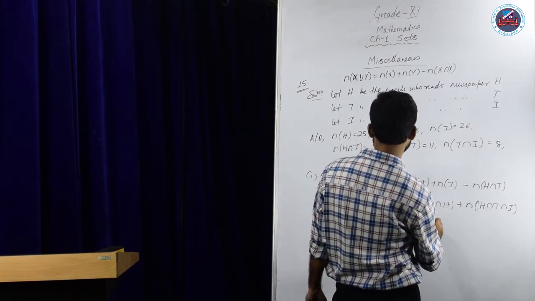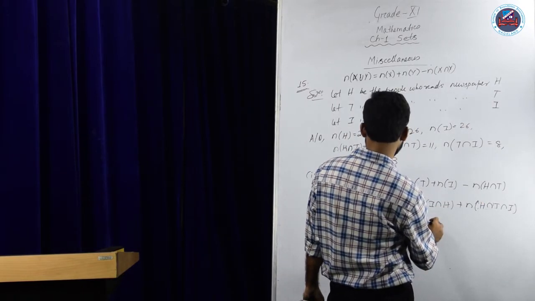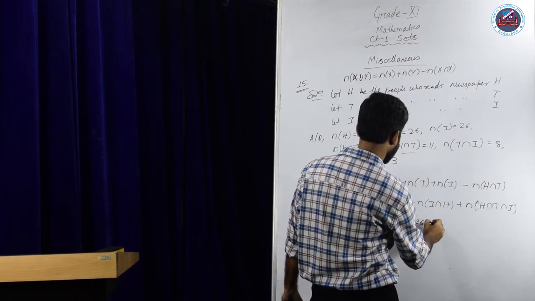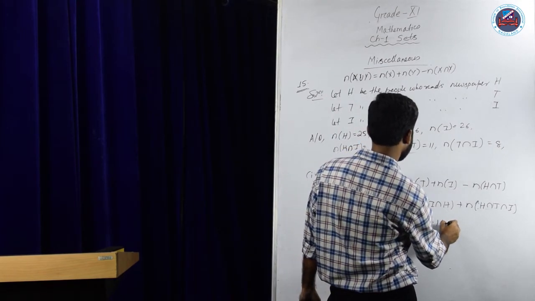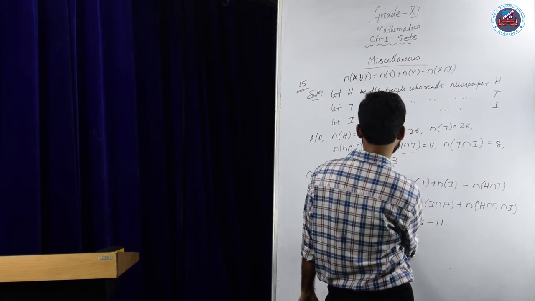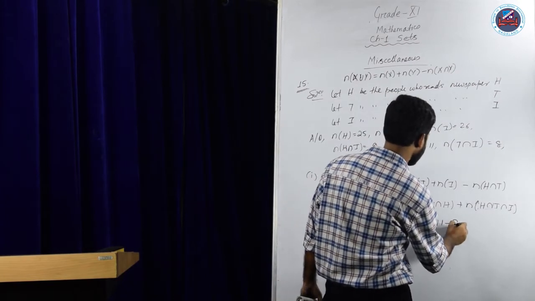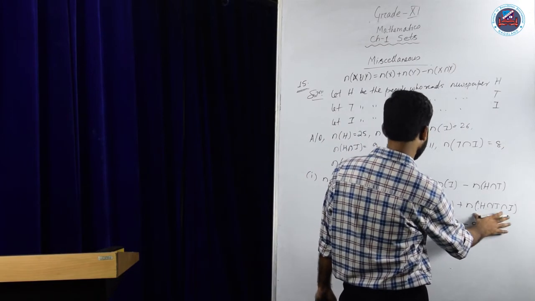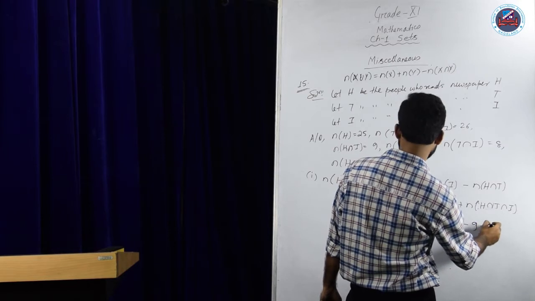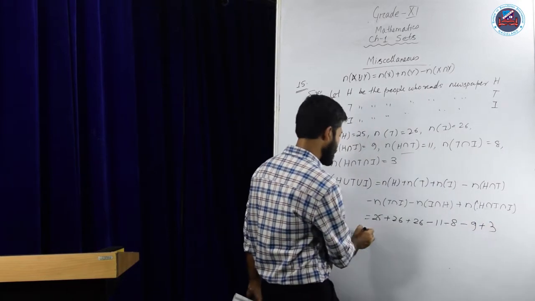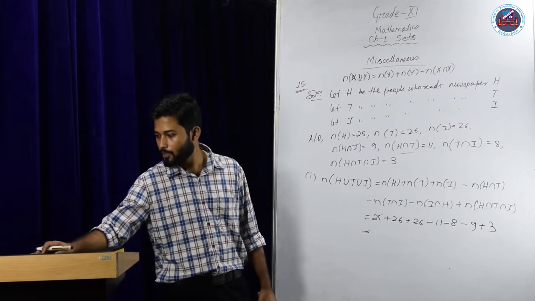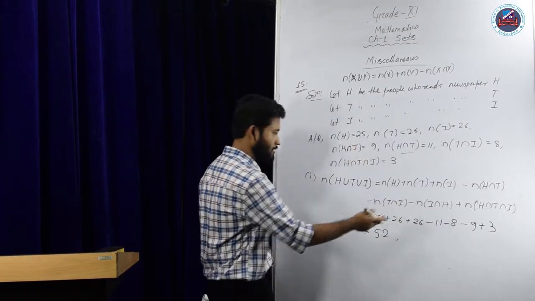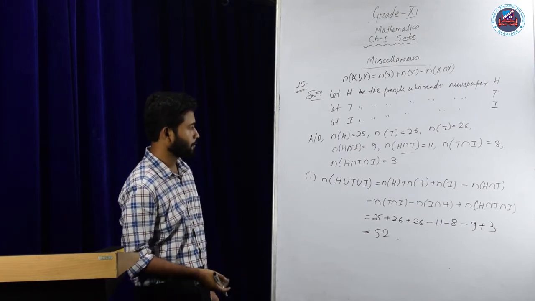n of H intersection T is given 11, so minus 11, then T intersection I is given 8, I intersection H is given 9, and H intersection T intersection I is given plus 3. So if you solve it, we shall get here 52. Just check whether it is correct or not.